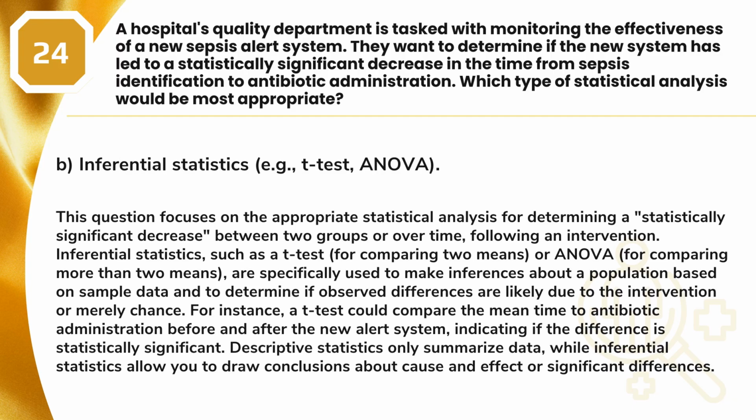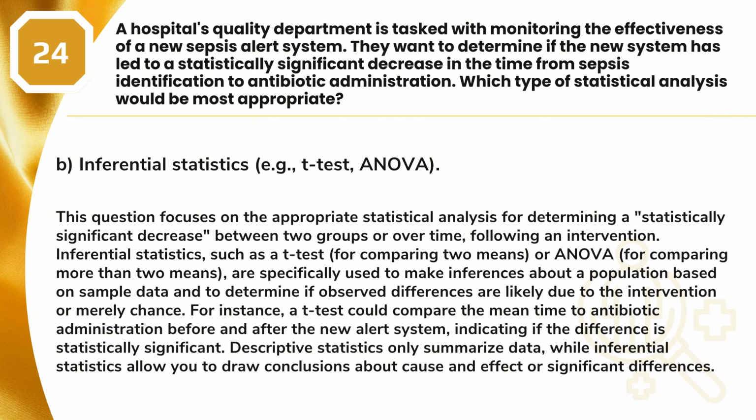Answer: B. Inferential statistics, for example, t-test, ANOVA. This question focuses on the appropriate statistical analysis for determining a statistically significant decrease between two groups or over time, following an intervention. Inferential statistics, such as a t-test for comparing two means, or ANOVA for comparing more than two means, are specifically used to make inferences about a population based on sample data and to determine if observed differences are likely due to the intervention or merely chance.